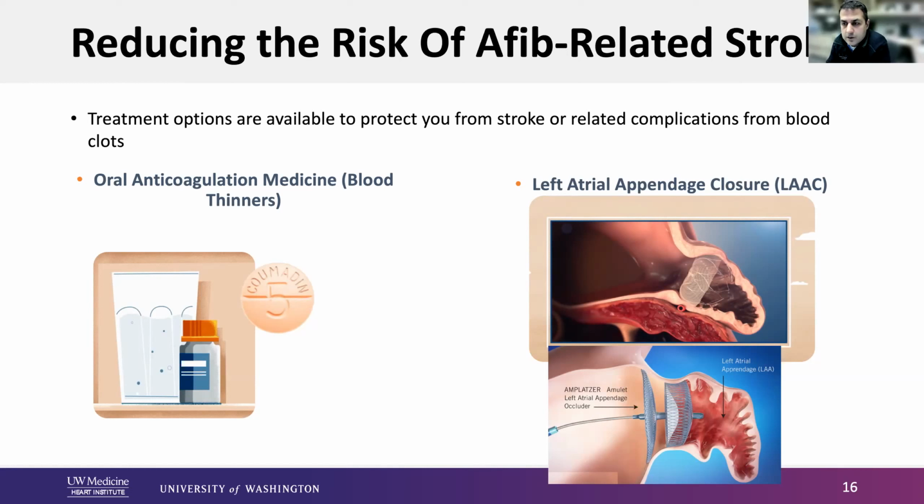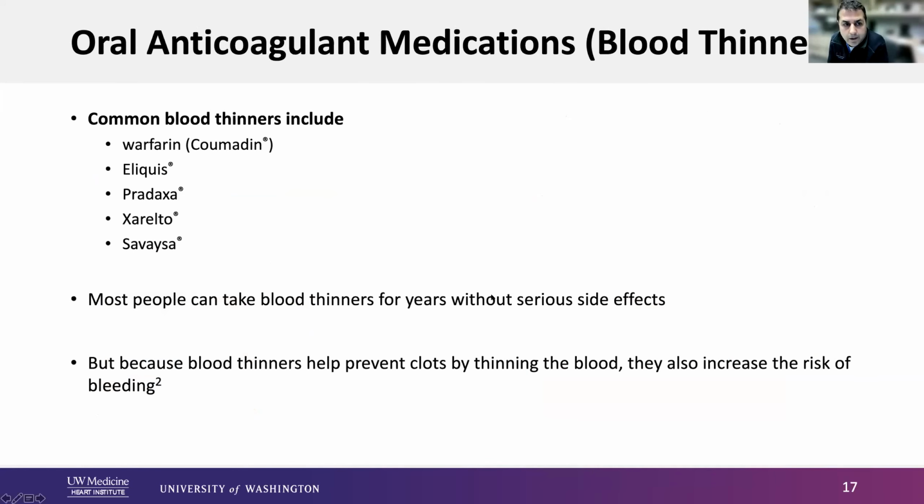So these left atrial appendage closure devices that are showing here are used as an alternative to blood thinners for patients that are either not good candidates to take a blood thinner or just prefer not to take a blood thinner. So we do have some alternatives, but either one of the two options, whether it's a blood thinner pill or a left atrial appendage occluder, is something that we have to think about in people who are deemed at high risk for a stroke. Now, what are some of the common blood thinners that are out there?